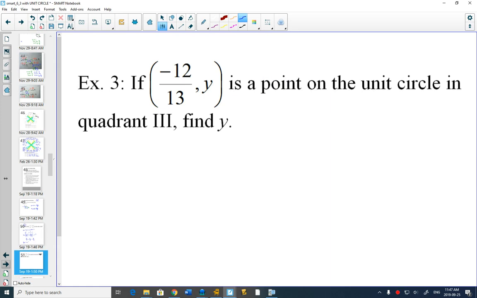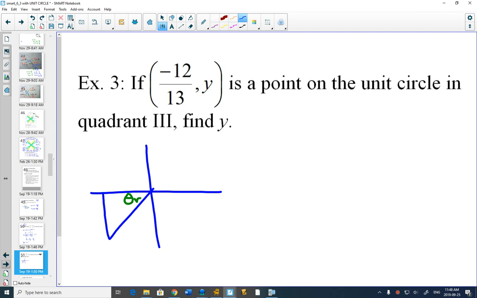If (negative 12/13, y) is a point on the unit circle in quadrant 3, find y. And just like question 1, if you know what quadrant something's in, probably a really good strategy is to draw a triangle. We're dealing with trigonometry here. We're dealing with the unit circle. The unit circle is related to triangles, related to sine, cosine, tan. It's in quadrant 3. Draw a triangle back to your nearest x-axis and label your reference angle.